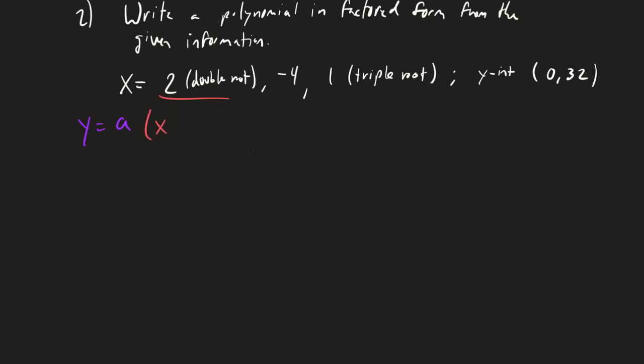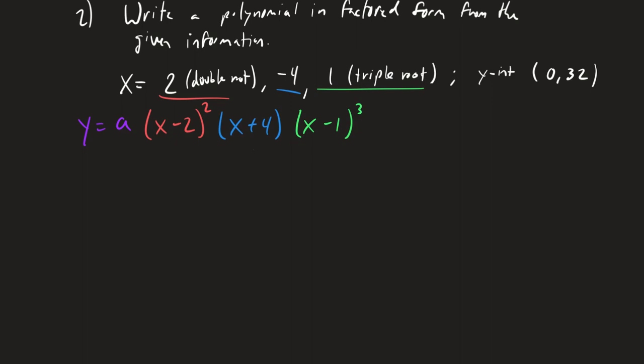So we have x minus 2, but because it's a double root, it's going to be x minus 2 squared. And the next one is -4, so it's going to be x plus 4. I'm always making sure I switch my sign. And that one doesn't say anything special, so we just assume it's a single root. And then I have x equals 1, so that's x minus 1, but it says that's a triple root, so it's going to be cubed.